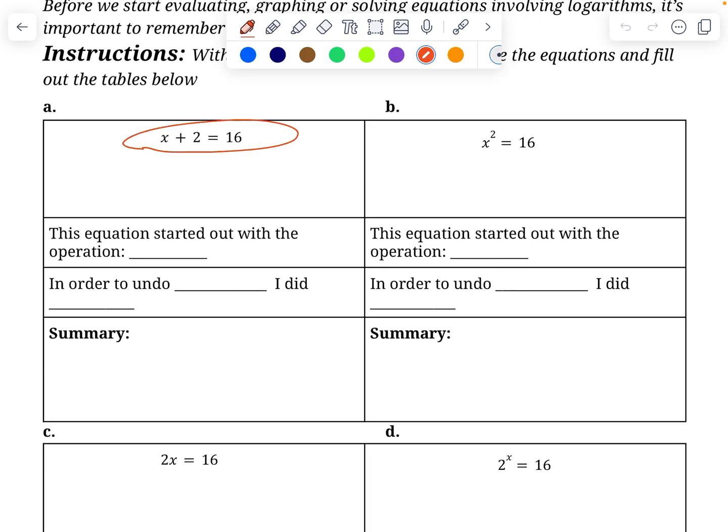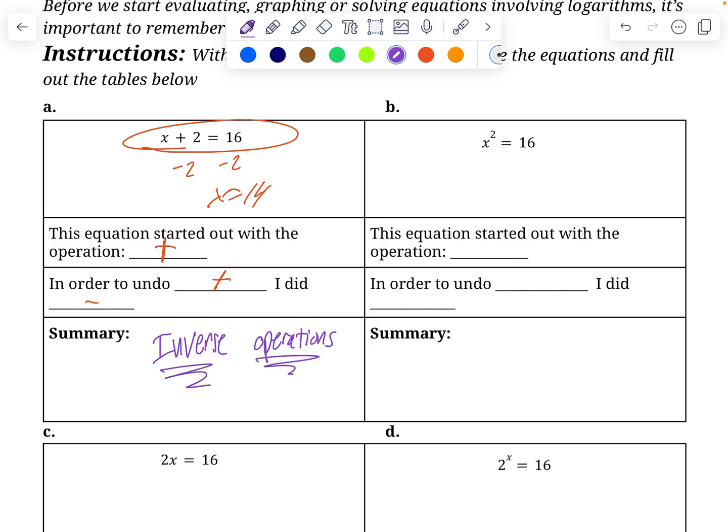Here is an equation that you've been solving for 5 years: x plus 2 equals 16. The equation has addition. To solve it, you subtract 2 from both sides, and you get x equals 14. In order to undo addition, you do subtraction. Why? Because addition and subtraction undo each other. If you want to use a fancy math word, they are inverse operations.